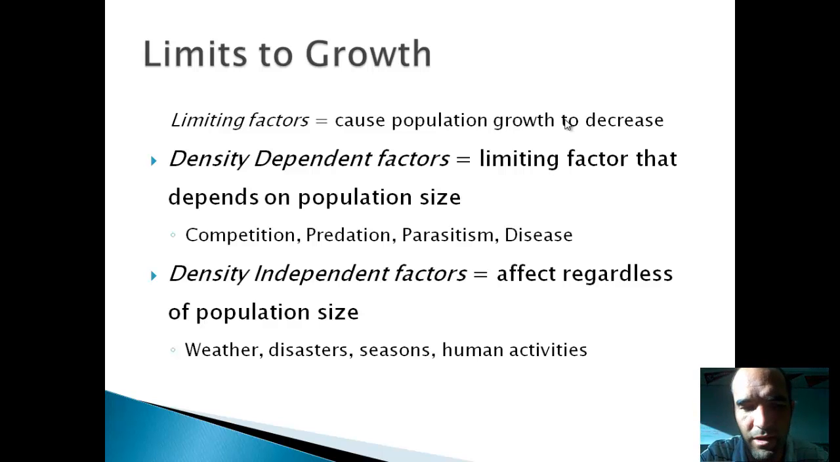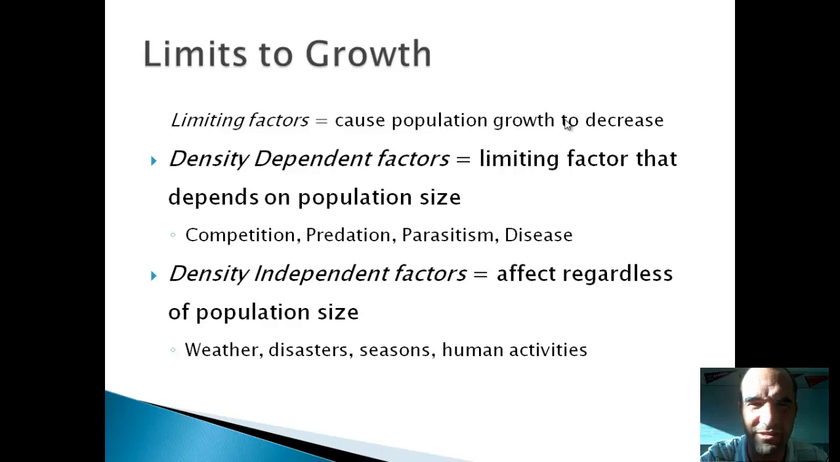And then you have density independent factors, and that's going to affect the population regardless of size. So it doesn't matter if there's 2 rabbits in the United States or there's 1 billion. Things like weather, disaster, change of seasons, and human activities. No matter if there's 2 rabbits living in Kansas and there's a giant tornado that rips through, if they're in that area, those 2 rabbits might die. If you have 1 billion rabbits in Kansas and the tornado rips through their small living area, then it might kill 1 billion rabbits.